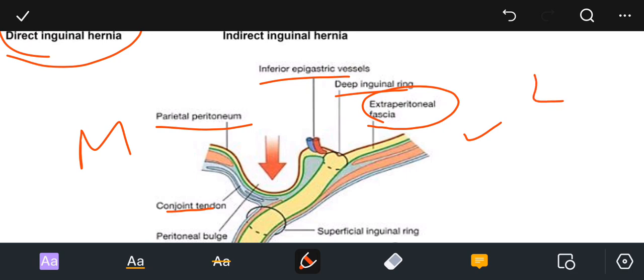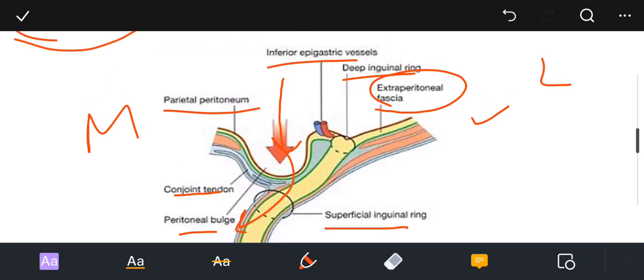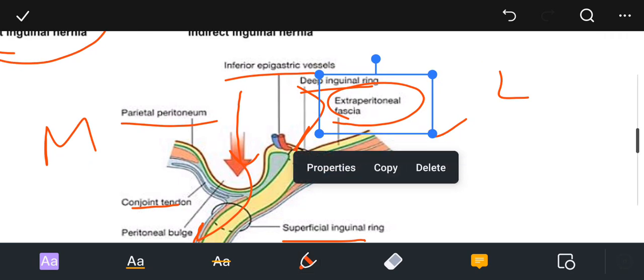If the direct inguinal hernia is being formed, it will come in this direction, and then it will traverse through the superficial inguinal ring to enter the Hesselbach triangle, and that is situated medial to the epigastric vessel. If I am talking about the indirect inguinal hernia, it will enter the deep inguinal ring that is present lateral to the inferior epigastric vessel. So this is how things are working.